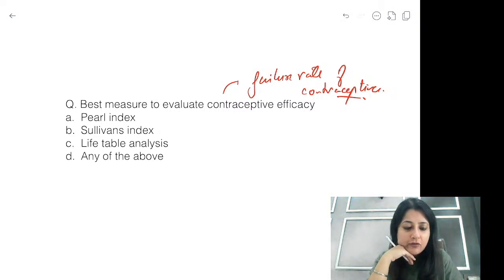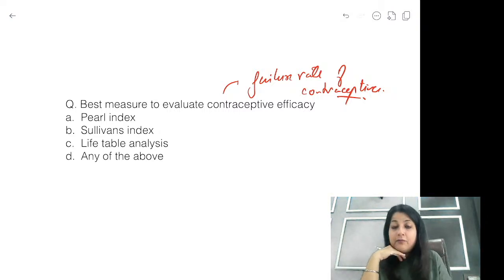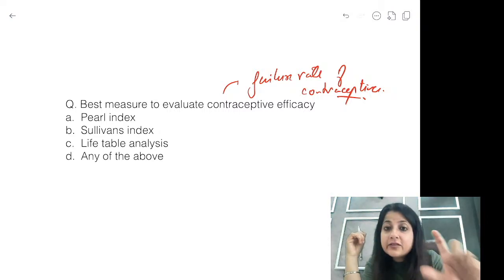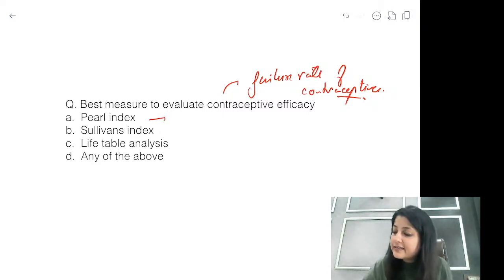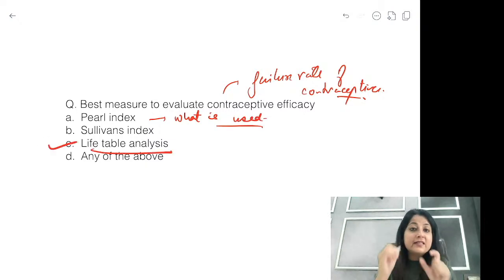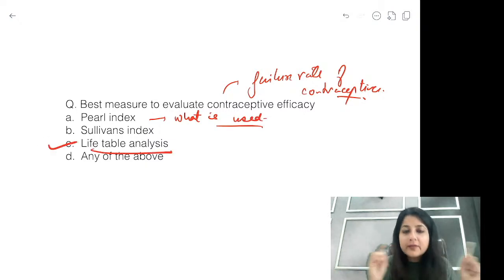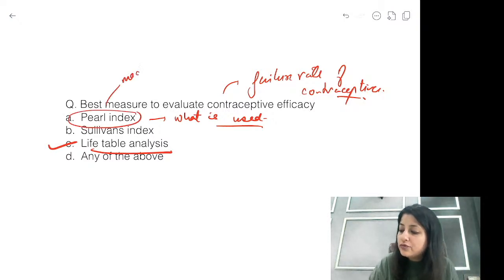Okay, कोई लिख रहा है A, कोई लिख रहा है C. अरे बाप, what am I asking you? Best measure. That's how they will confuse you guys. Pearl index is what is used. We express in Pearl index. Best is life table analysis. Know this term. Best measure is life table analysis. Pearl index is most commonly used.